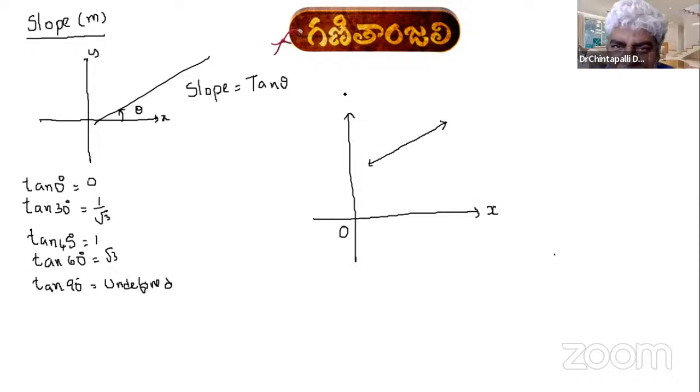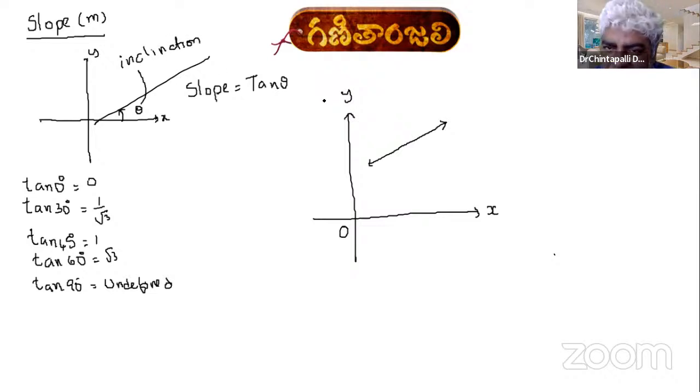But this line is not intersecting the x-axis. To get that point, we need to produce this line, we need to extend this line. Is there any way to find the angle made by it without producing this line? That angle is called inclination. Theta is called inclination.